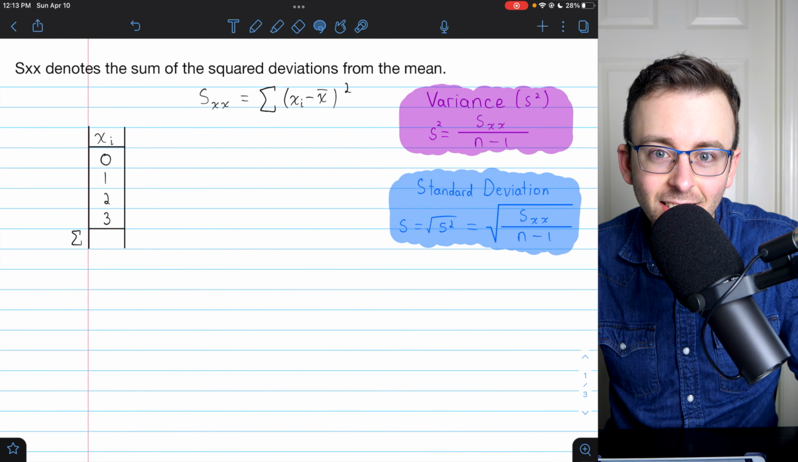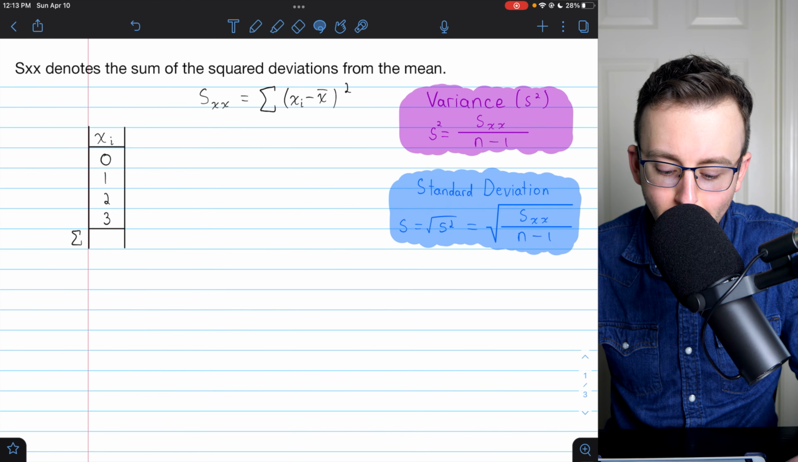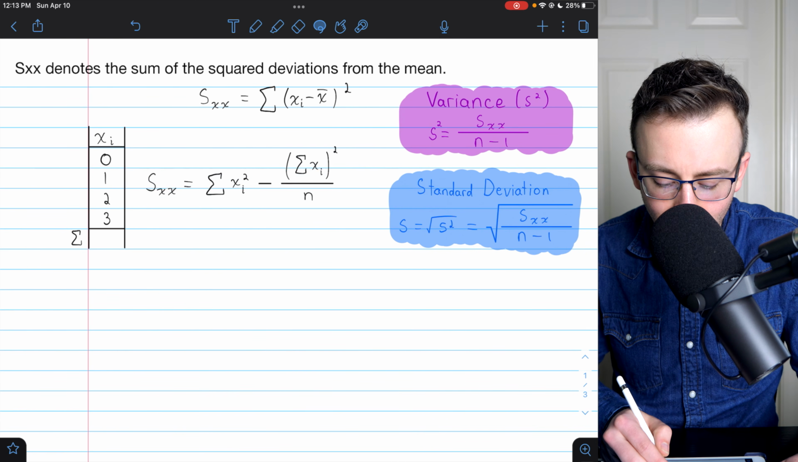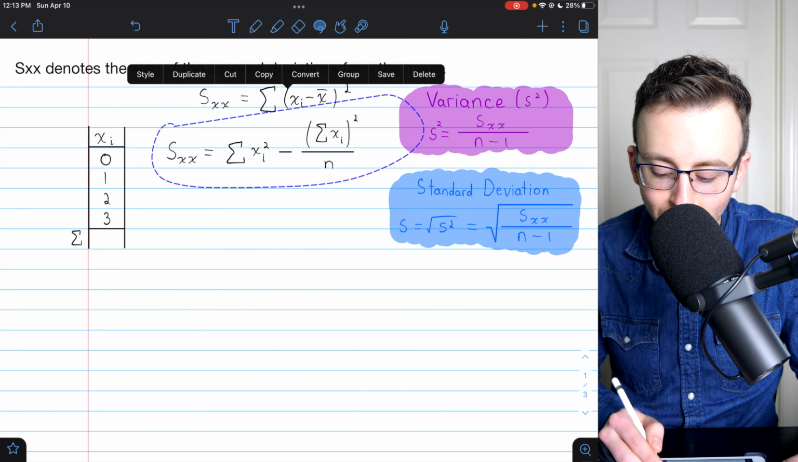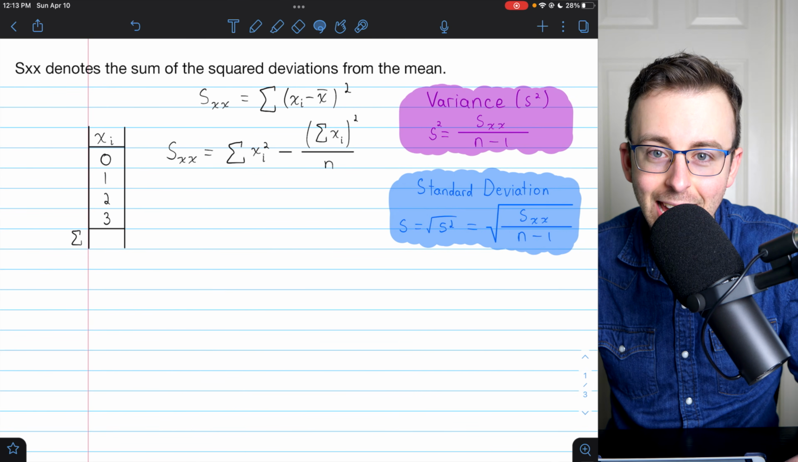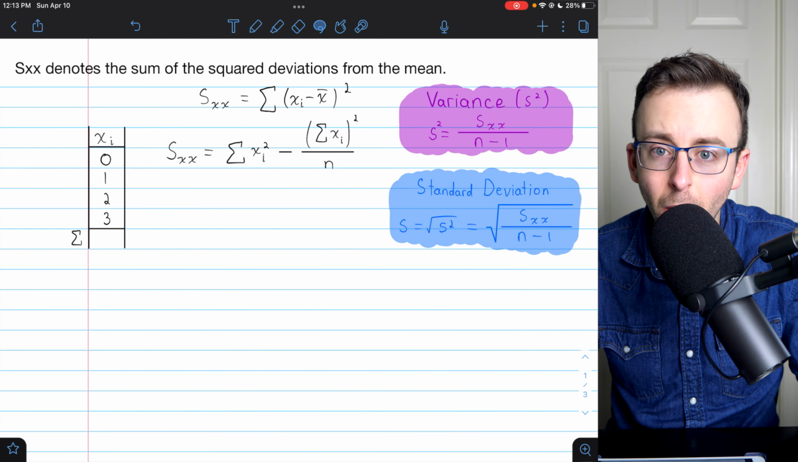Now, like a lot of statistics things, this really isn't all that practical to do by hand, but there is this nice shortcut formula that does make it easier to calculate by hand. So we'll go through examples of all this stuff.